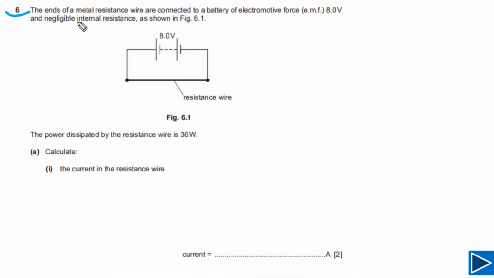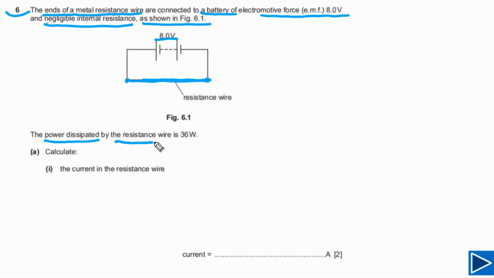For our question number 6, it is given to us that the ends of a metal resistance wire are connected to a battery of electromotive force 8.0 volts, and the battery has no internal resistance, as shown in figure 6.1. If we look at this figure, this is the resistance wire, connected across the terminals of the power supply. The EMF of the battery is 8.0 volts. It is also given that the power dissipated by the resistance wire is 36 watts. We need to calculate the current in the resistance wire.